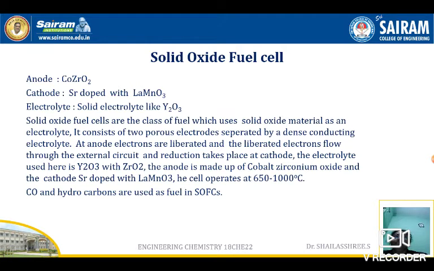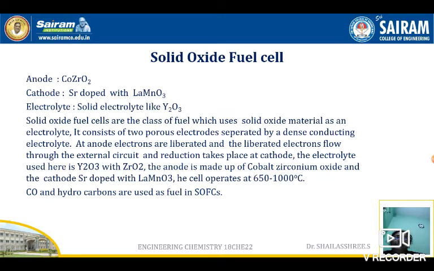As the name says, it will be using a solid electrolyte. Let us look at it. In the case of solid oxide fuel cells, the anode is made up of cobalt zirconium oxide, and the cathode is strontium doped LaMnO3. The electrolyte used here is a solid electrolyte like yttrium oxide. Solid oxide fuel cells are the class of fuel cells which use a solid oxide material as the electrolyte.